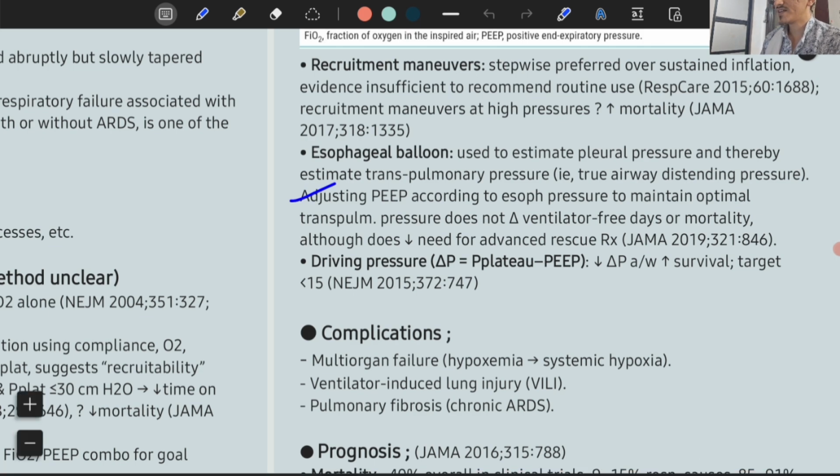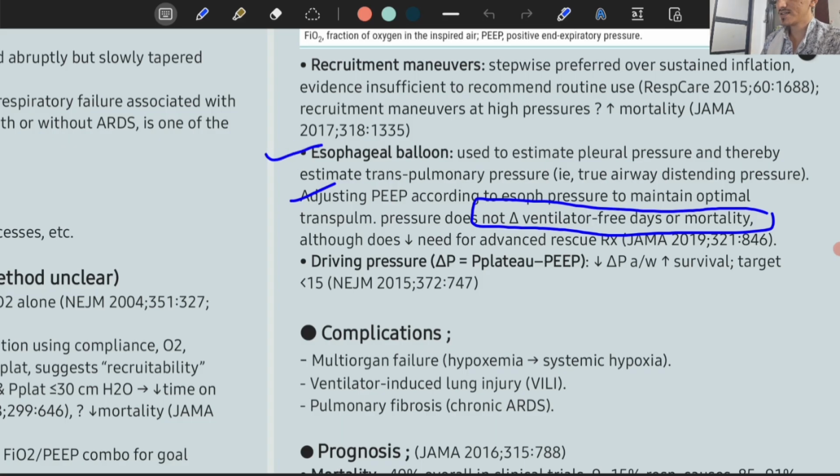It does not change ventilator-free days or mortality, although it does decrease the need for advanced rescue treatment. So you will not have any change in ventilator-free days or mortality if you titrate the PEEP according to this strategy.